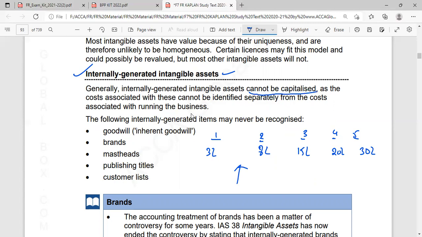Internally generated, but these cannot be capitalized, because in case of internally generated intangibles, nothing was spent by the party. By way of paying an amount to a third person, how can we recognize it as an asset in the books of account? So these are the best examples of internally generated goodwill: internally generated intangibles like goodwill, brands, mastheads, publishing titles, and customer lists, etc.